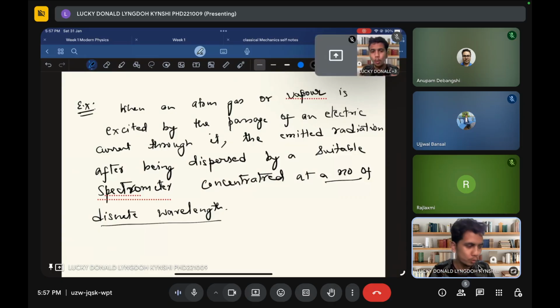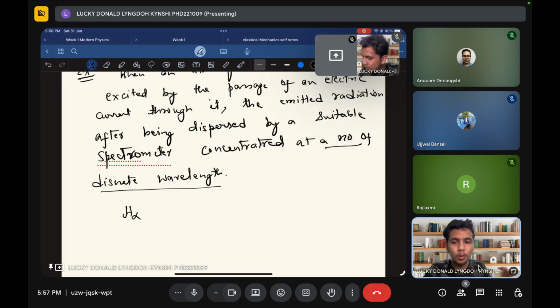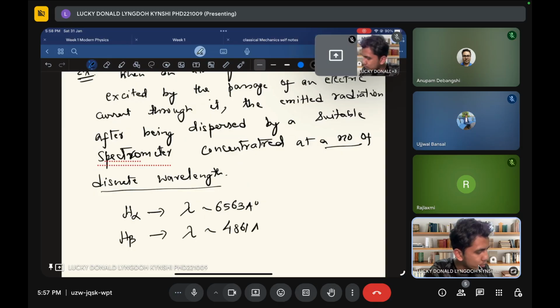Why is it so? For example, I can say H alpha: the wavelength that is emitted is 6563 Angstrom. Second, H beta has lambda 4861 Angstrom. You see, it's not continuous, but it has certain values of the wavelength of the emitted radiation.